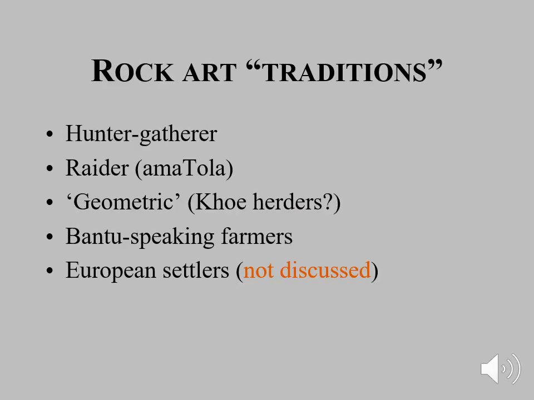The traditions can be divided up into five. Hunter-gatherer, Bushman rock art, painted and engraved. Then something called raider art, which is made by people called the Amatola in the Maluti Drakensberg. Then we have so-called geometric rock art, also painted and engraved, and thought to have been made by Khoi pastoralists. Then we have the art of Bantu-speaking farmers, and then we also have an art of European settlers, but I'm not going to discuss that here.